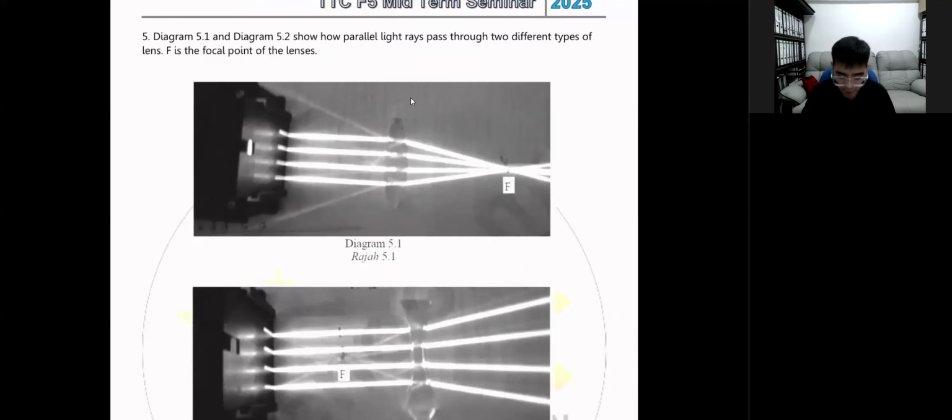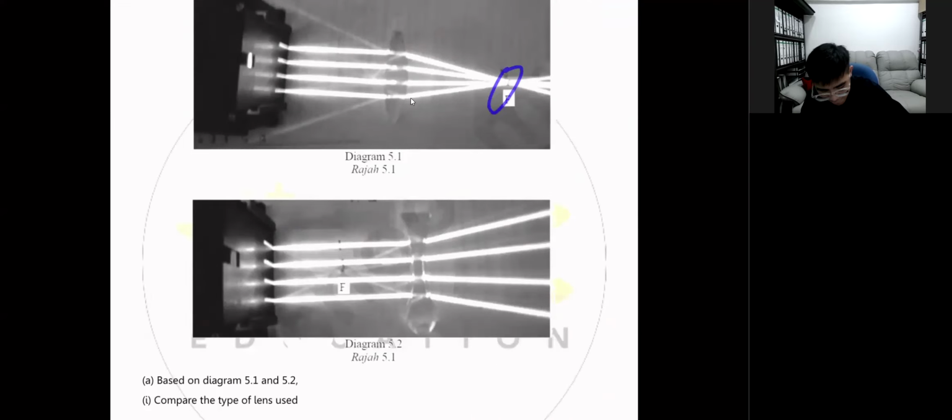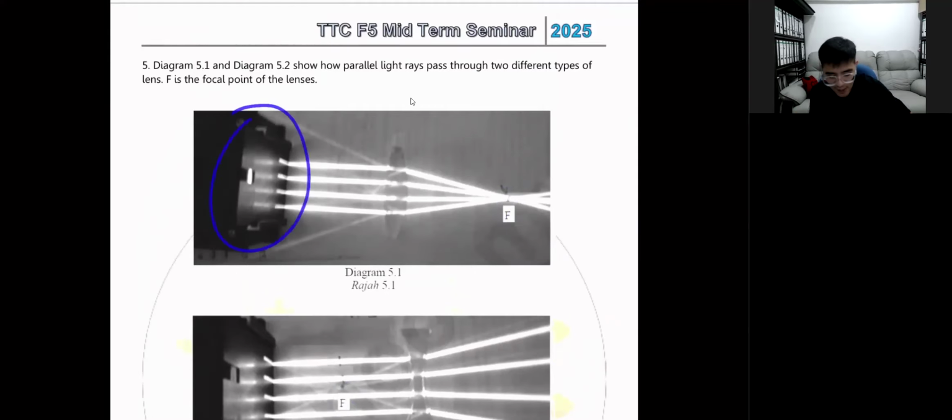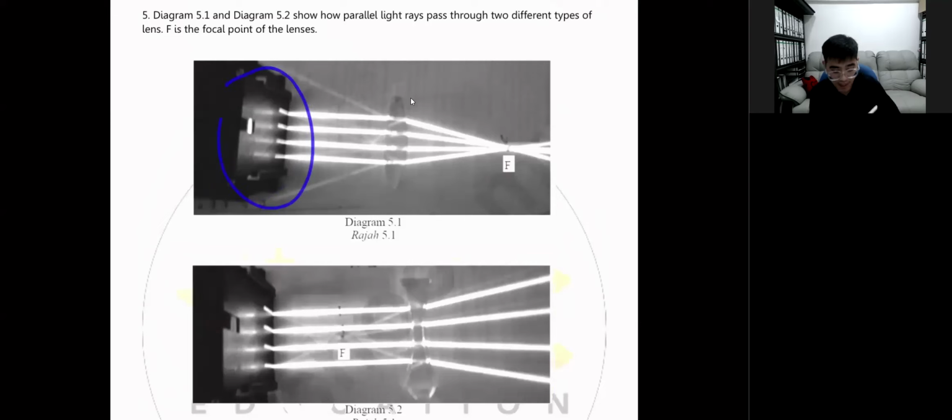5.2 show how parallel light rays pass through two different types of lens. And F, capital letter F, is the focal point of the lens. In this diagram you can see there's a capital letter F point, one behind the lens, one in front of the lens. On the left side of the lens there is a box emitting light, which we call a light box. It produces light rays that travel towards the lens, and then we observe what happens to the light rays after they pass through the lens.